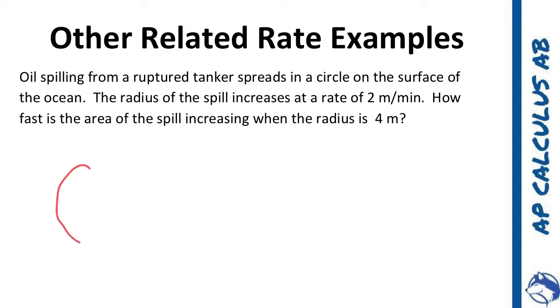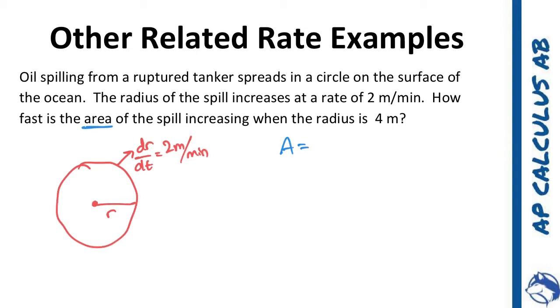So I always like to draw a picture just to kind of visualize what's going on. So this is my radius, and I know that it's increasing, which is my dr/dt, at 2 meters per minute. Okay, so I'm looking at area of a circle. So area of a circle is equal to pi r squared.